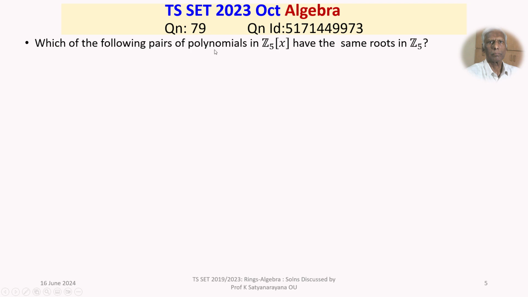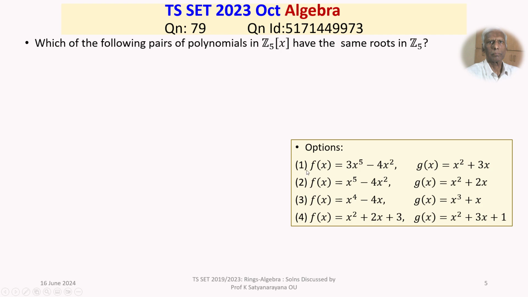Which of the following pairs of polynomials in Z5[x] have the same roots in Z5? So it is a polynomial ring. Z5[x] is a polynomial ring, and you are given a pair of polynomials in this, and you have to show that pair which have the same roots in Z5. What are the pairs? The pairs are here. First option, f(x) is equal to 3x to the power of 5 minus 4x square, and g(x) is equal to x square plus 3x.